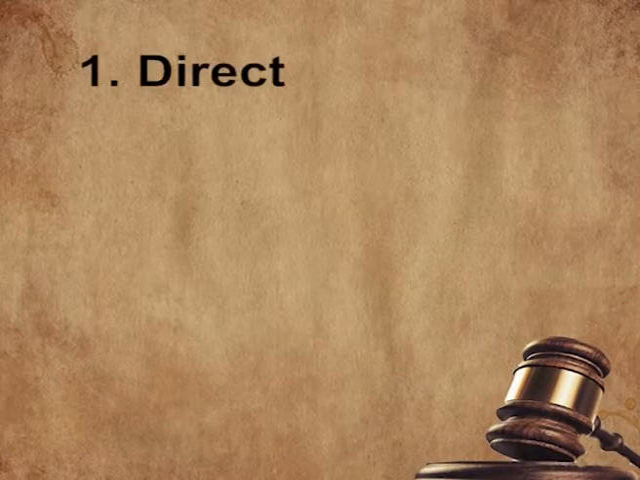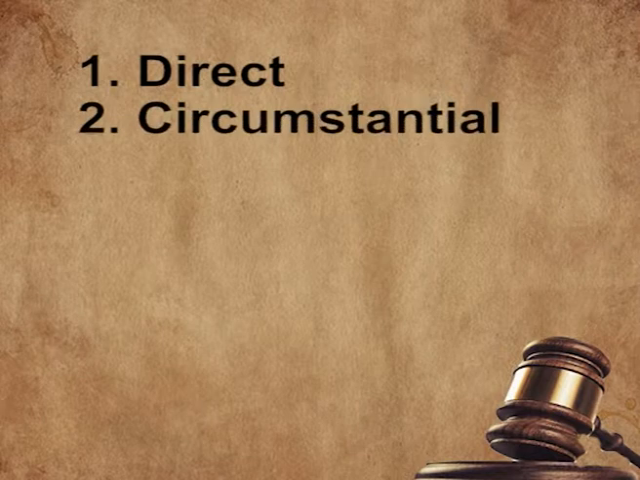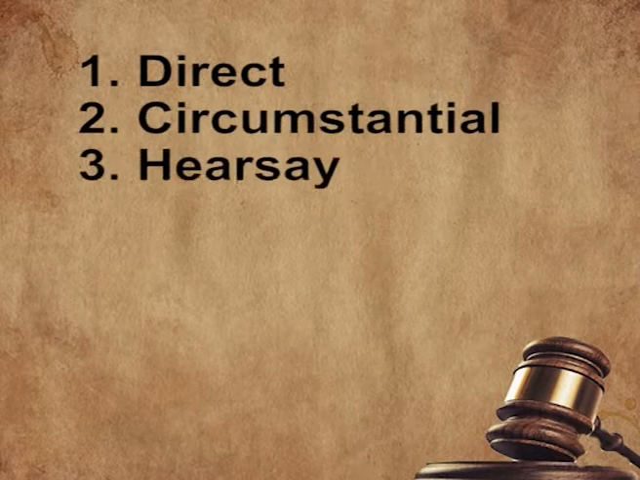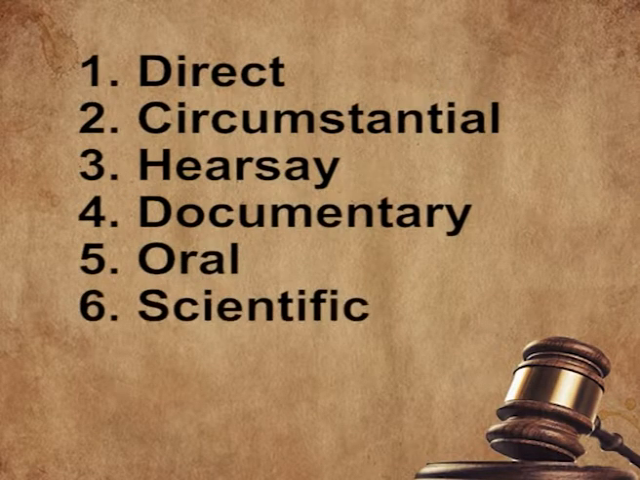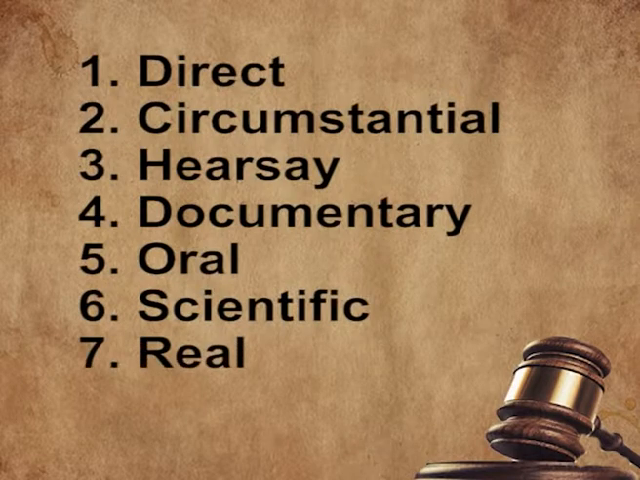Now friends, we are going to discuss the types of evidence. The first kind of evidence is direct evidence, the second is circumstantial evidence, third is hearsay evidence, fourth is documentary evidence, fifth is oral evidence, sixth is scientific evidence, seventh is real evidence, and eighth is digital evidence.